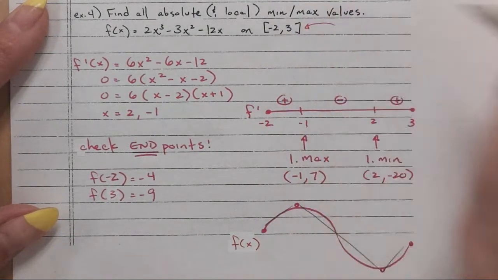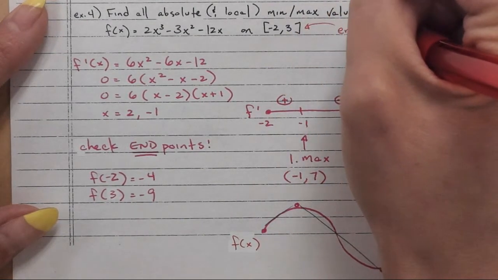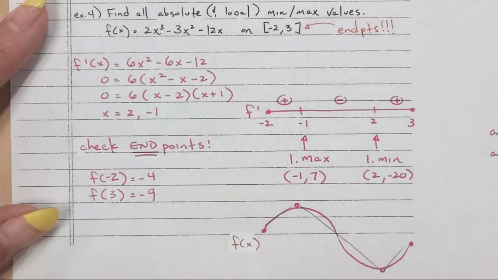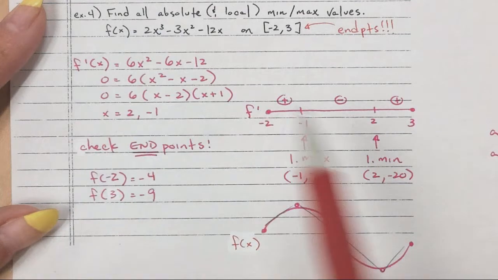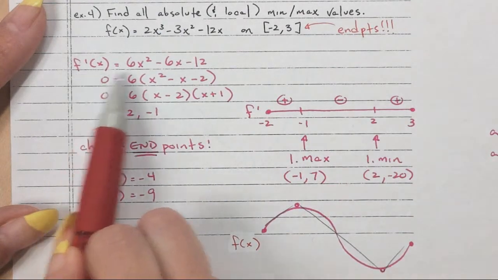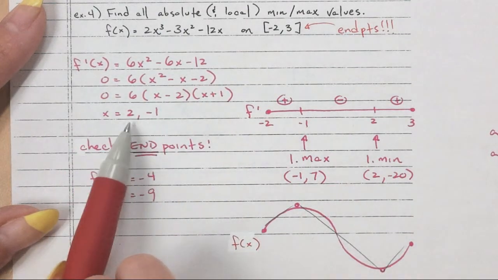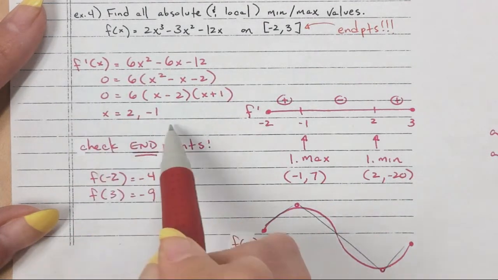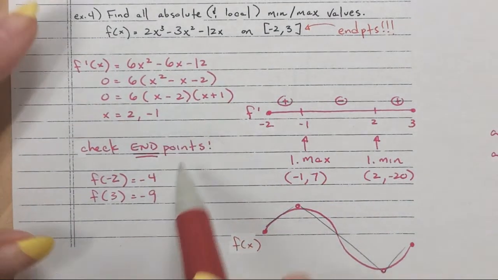These are really important. These are your endpoints. And you have to check endpoints. That's the hardest part for everybody. You have to check your endpoints. So you're going to start the same way with your critical values. You're going to find where f prime equals 0. So you get x equals 2 and negative 1. Okay, this is like when your velocity equals 0. So you have that. And then you're going to check your endpoints.